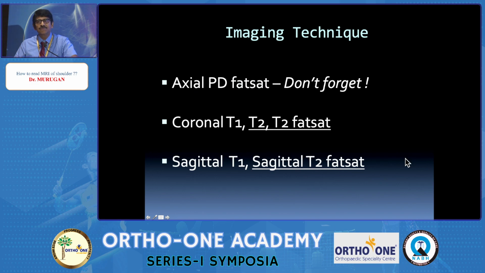Okay. Now, this is how I look at the shoulder. First, axials. Forget whatever you have been doing, because generally the tendency is once we receive the films, we go for the coronal images, because that's the easiest to see. Please avoid that. Look at the axials first. I'll highlight it again and again.